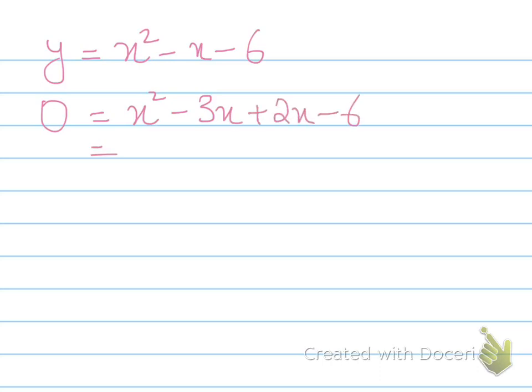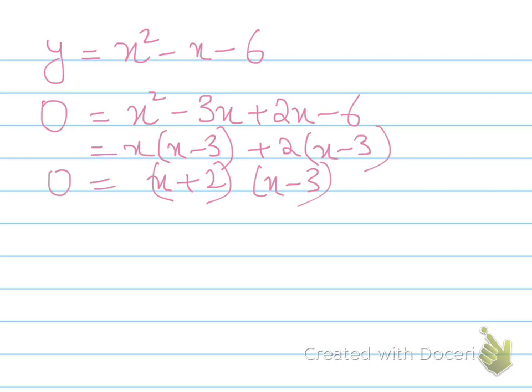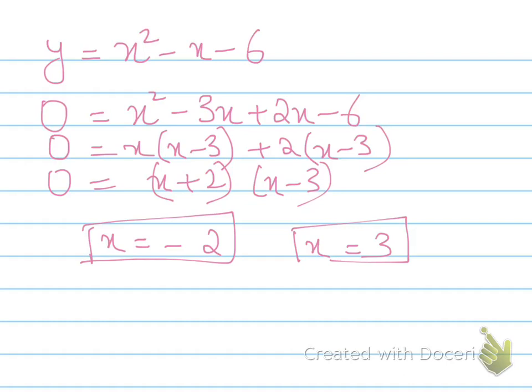Now, to find the x-intercepts, we'll substitute the value of y equals 0. Solving the equation, this becomes x squared minus 3x plus 2x minus 6. Taking x common, we get x bracket x minus 3, and when we take 2 common, this becomes 2 bracket x minus 3. So the two values of x that we get when we solve this equation are x equals minus 2 and x equals positive 3. These are the x-intercepts. The y-intercept is obtained by substituting the value x equals 0. When we substitute x equals 0, we get y equals minus 6.